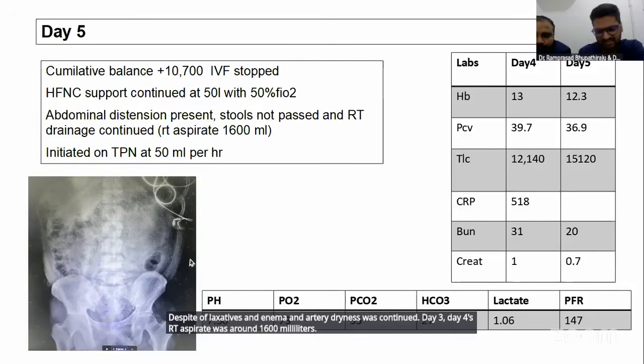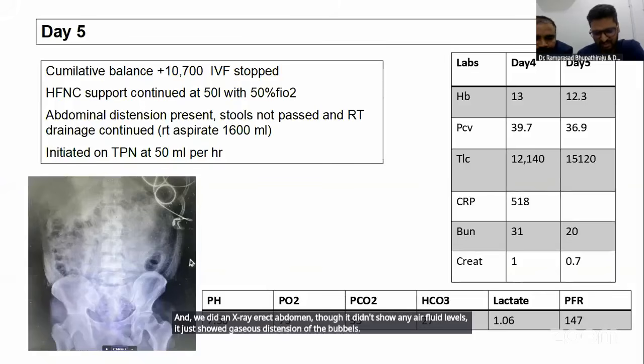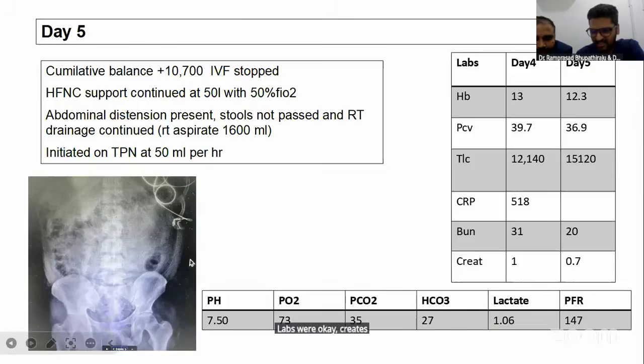By day 5, since we couldn't start oral feeds, we started him on TPN at 50 ml per hour for his nutrition. And we did an X-ray erect abdomen. Though it didn't show any air fluid levels, it just showed gaseous distension of the bowels. His potassium was also normal. We are suspecting paralytic ileus at this time. Labs were okay. Creatinine was again in the downtrend from 1 to 0.7. The PF ratios were also in a downtrend from 180s to 140s on day 5.